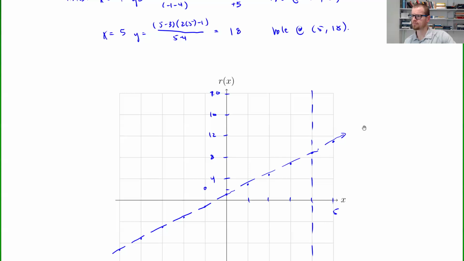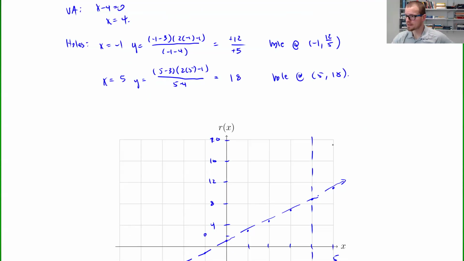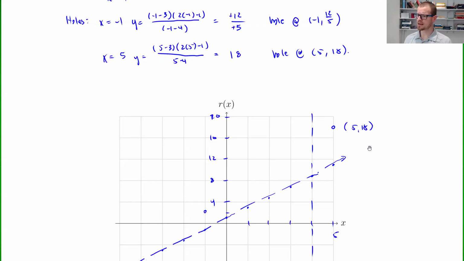That looks good. And then we have another hole at 5, 18. Oh, and it looks like I made a mistake here. You probably caught it already. 18 should be right here. This looks good.